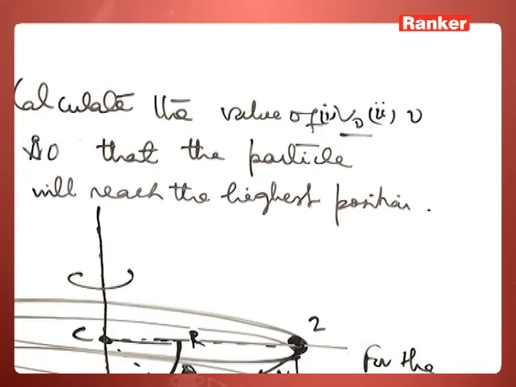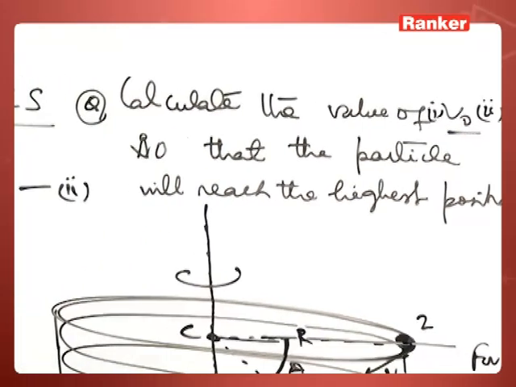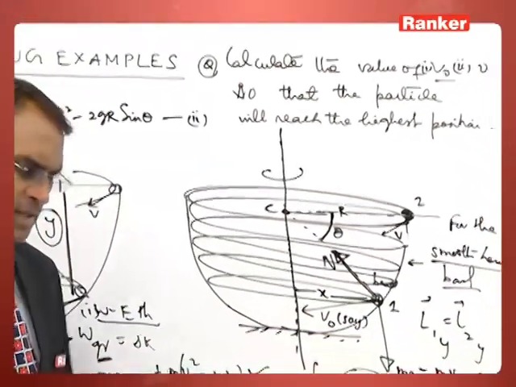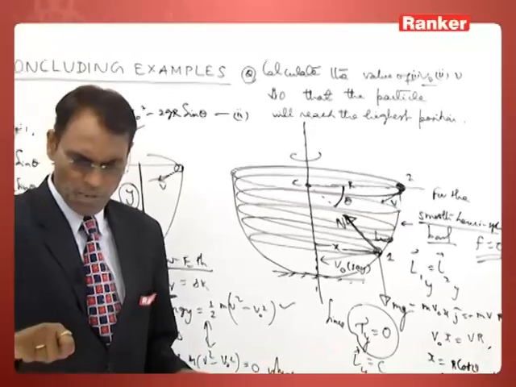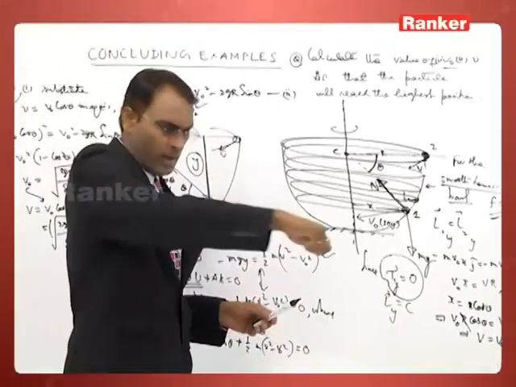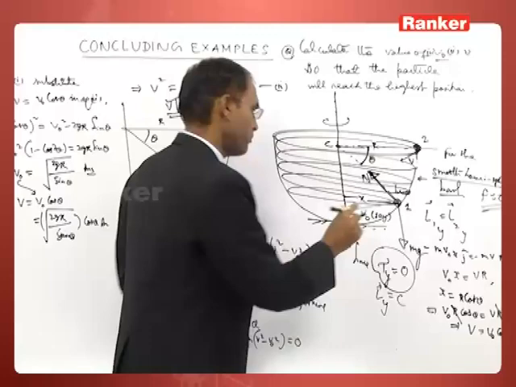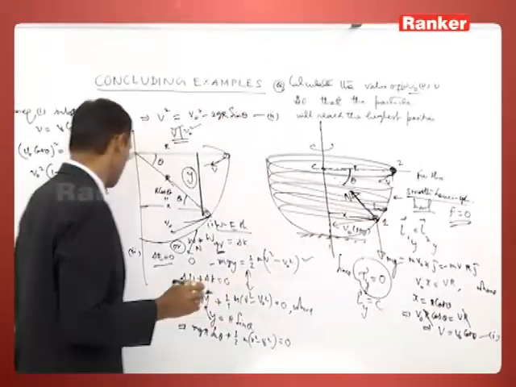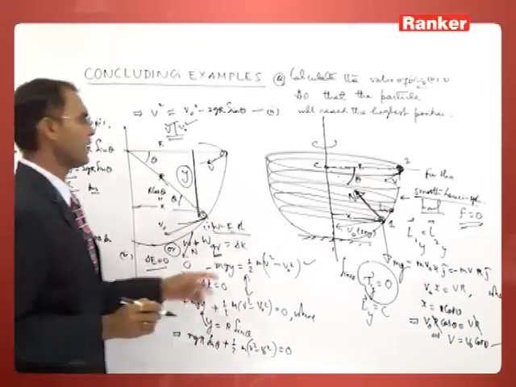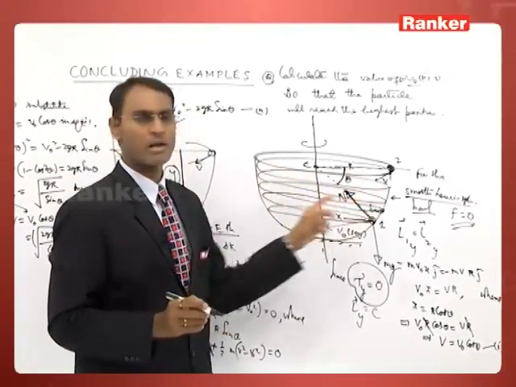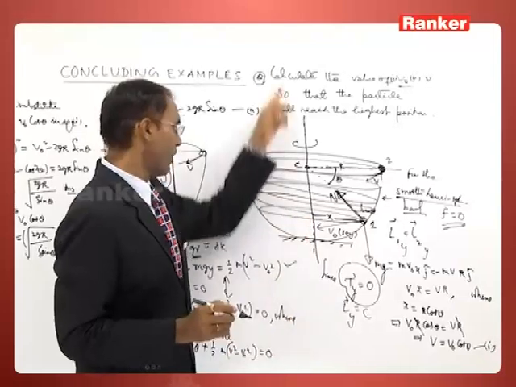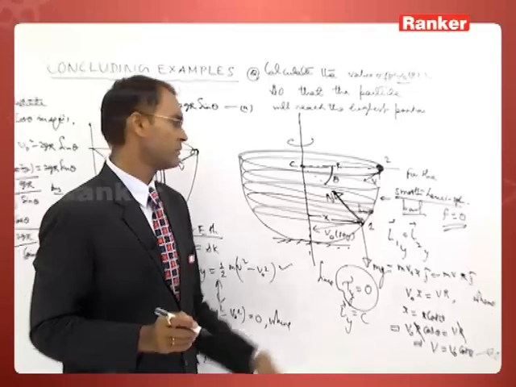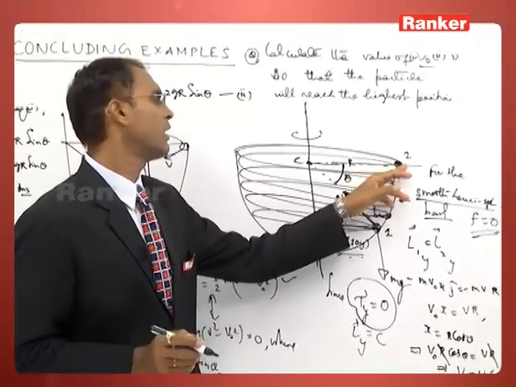Sometimes they will ask you a relatively easier question. Instead of pushing the particle horizontally, you are pushing the particle horizontally with some velocity such that it will follow the spiral path or helical path about the vertical axis and go to the periphery of the highest point.